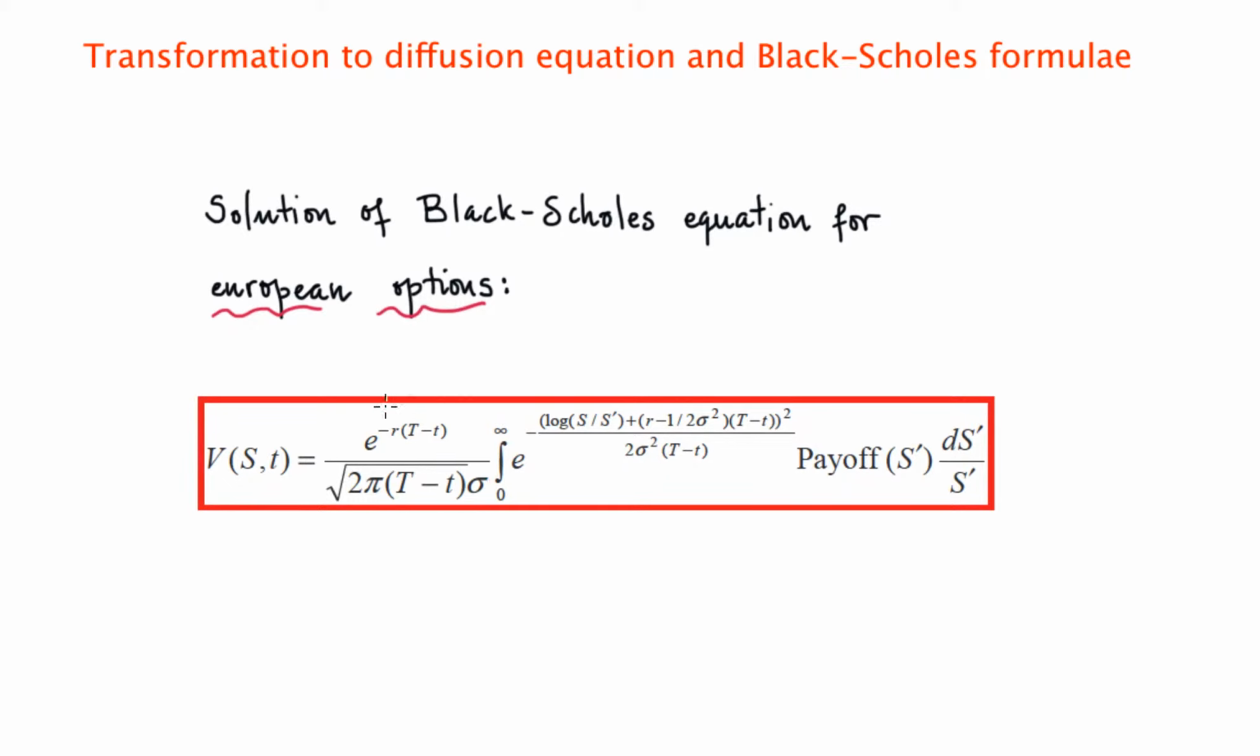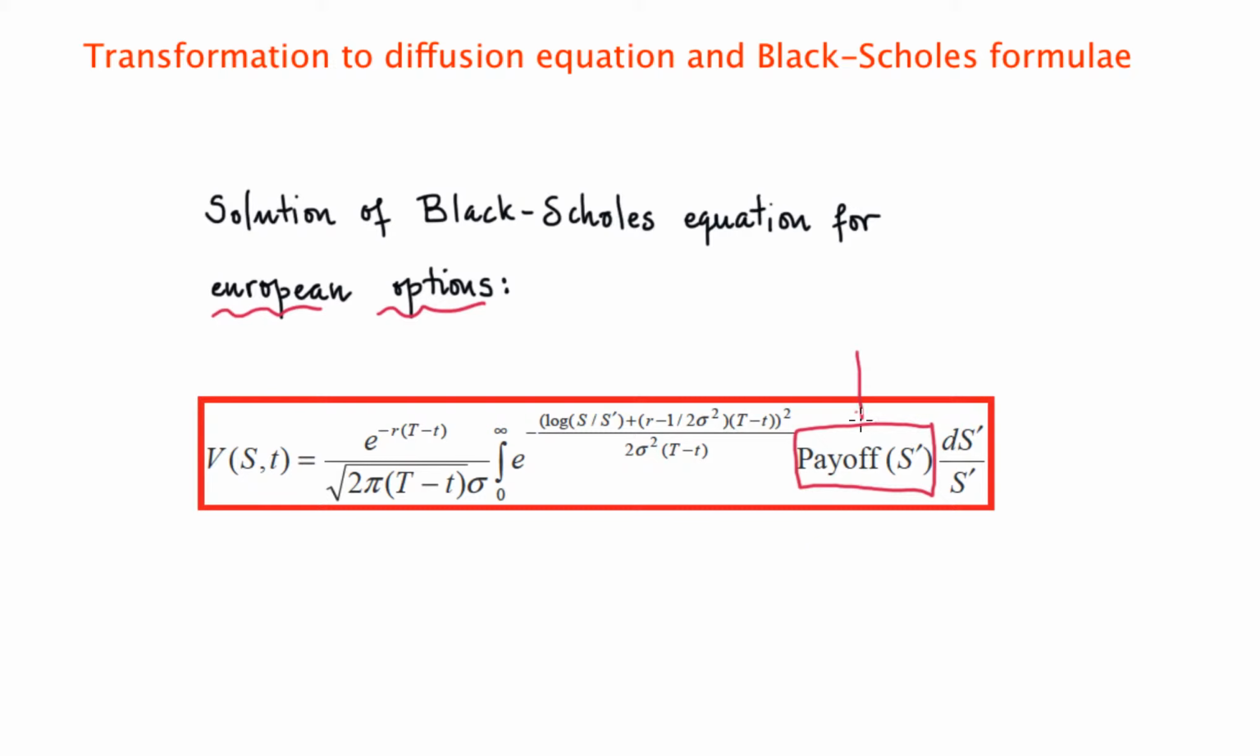For example, here this is the prefactor, which depends on r, the maturity time, the time. Here we have the volatility. Here we have an integration from 0 to infinity. Here we have the exponential of all of this here. S is this variable here. S prime is the integration variable here. Here we have the payoff, so that specifies which kind of option we are evaluating.